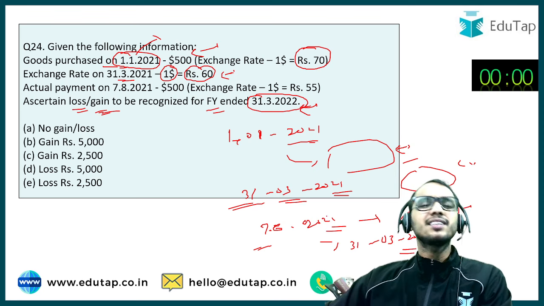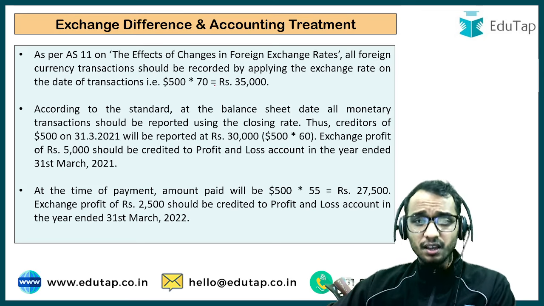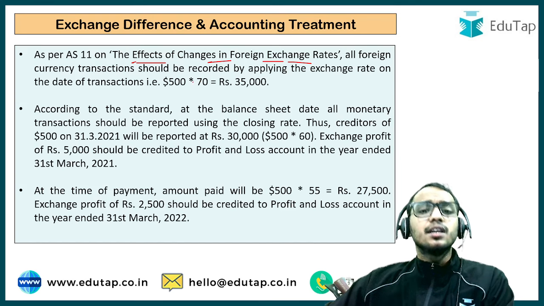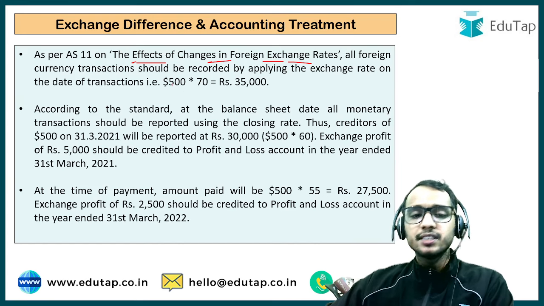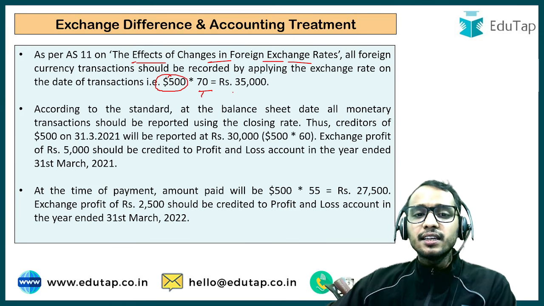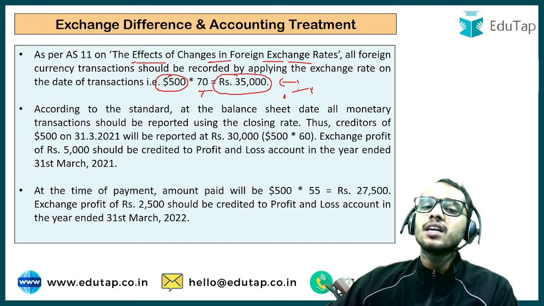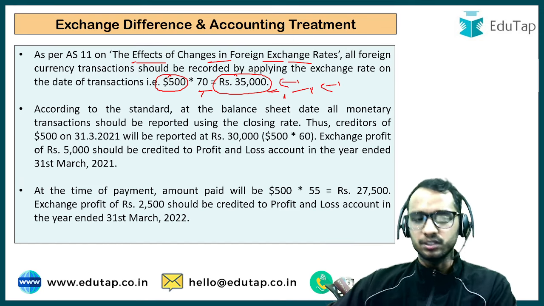Okay? So let's look at this very carefully, then you will understand whole of the concept. Now AS11 talks about this effect of changes in the foreign exchange rate. Now when at the date of transaction you have purchased the goods worth $500, isn't it, and the rate was 70 rupees, so now you have to pay 35,000 rupees to your creditor. Okay? So at the date of transaction you are going to show it at 35,000, that is correct.